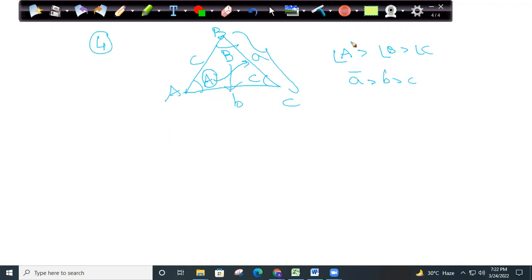I'm not teaching you everything that comes to my mind. There are many things to teach, but we should do as per the exam perspective. Now we can classify triangles based on their sides and based on their angles.